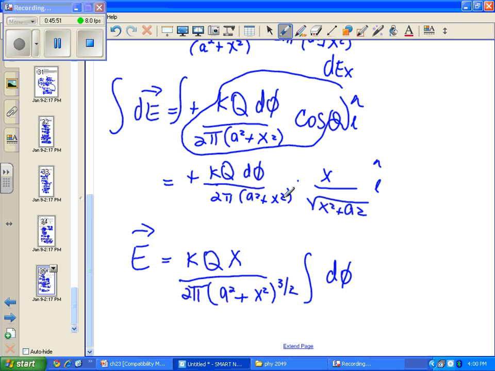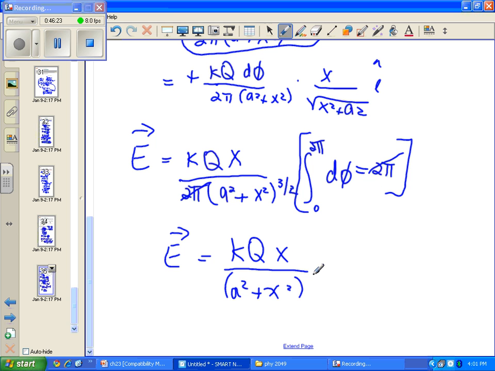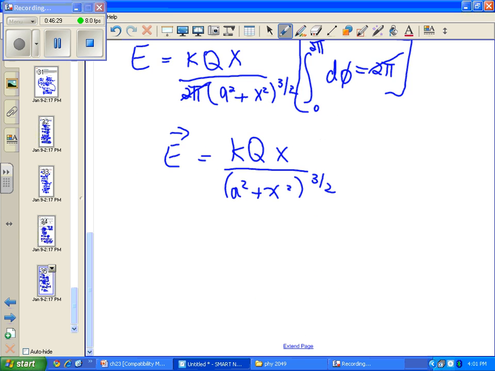Now, I've taken a squared plus x squared and multiplied it by the half power, the square root, which gives me 3/2. And of course, it's a full ring, 0 to 2 pi, which gives my integral a value of 2 pi. My 2 pi cancels that 2 pi, and the solution for the electric field equals kqx over a squared plus x squared to the 3/2. A little bit tougher of a problem, but we use symmetry to simplify the process for us.